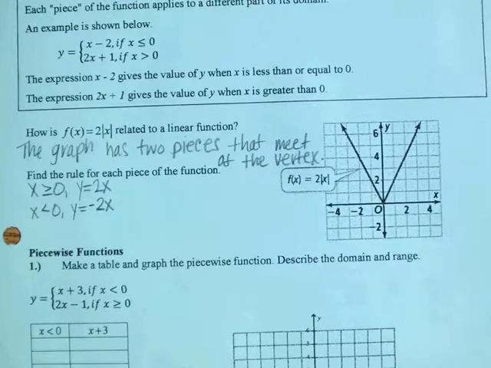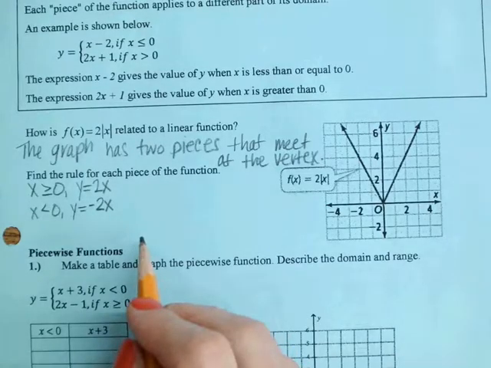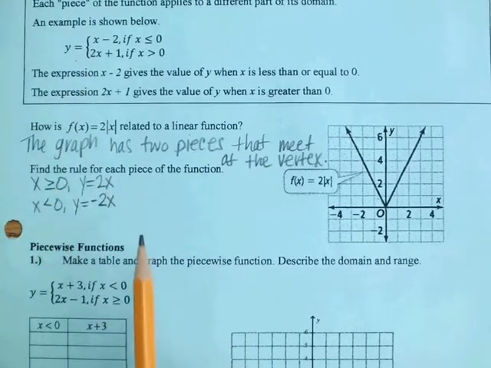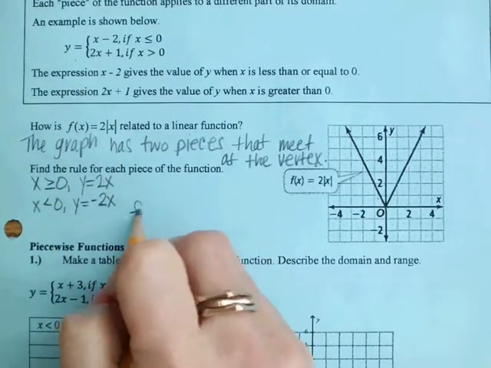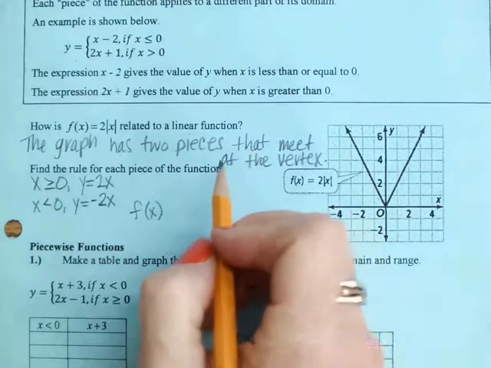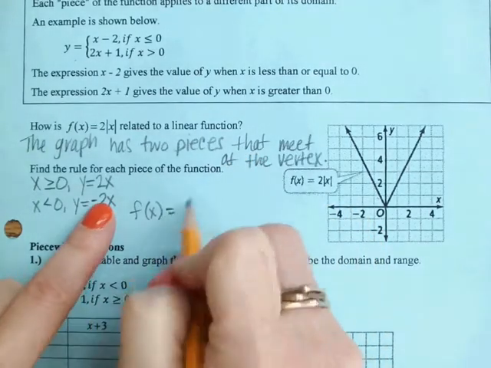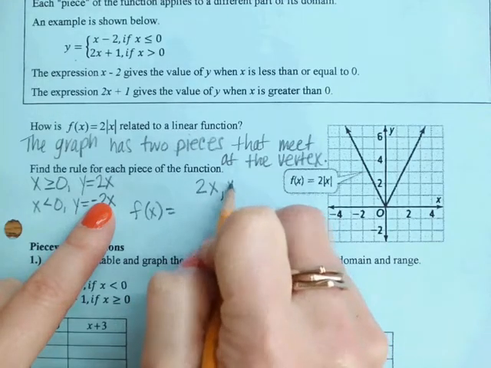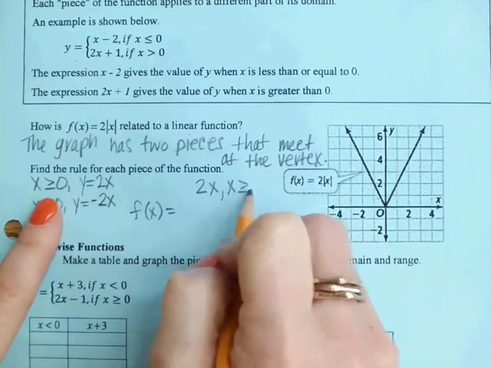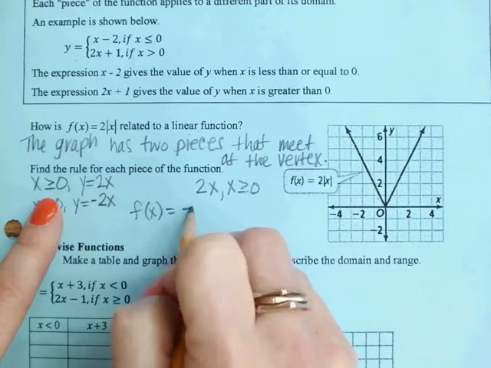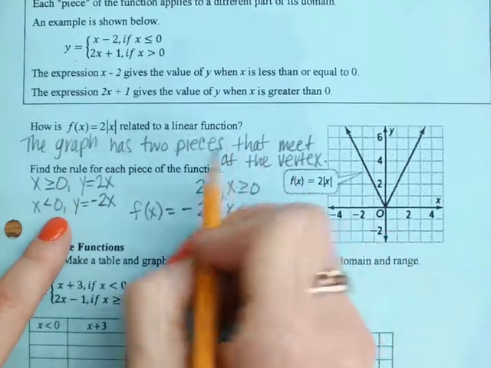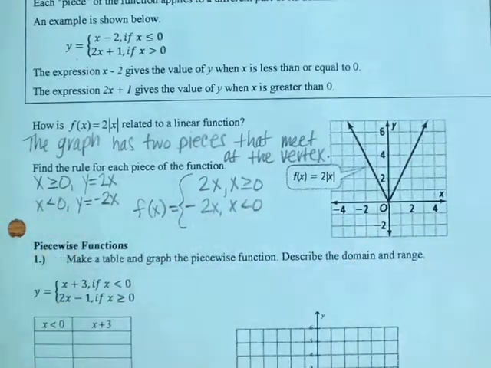Now what we're going to do is rewrite this so it looks like a piecewise function. So it's going to look similar to what we have up top. You can write it as y equals, or you can also write it as f of x equals. My first function is going to be 2x when x is greater than or equal to 0, and then negative 2x when x is less than 0. And then we just have the squiggly bracket to signify that it is a set.